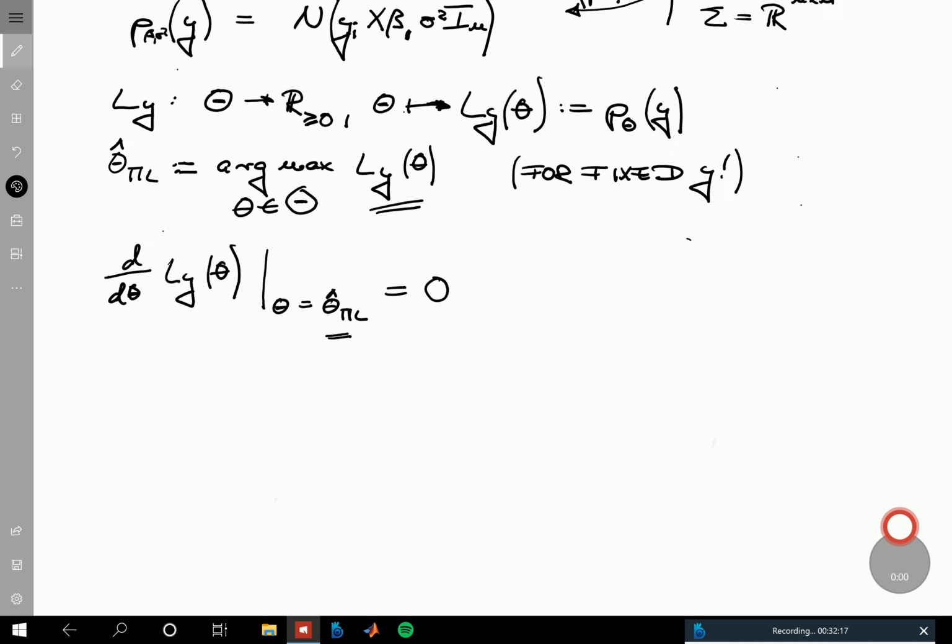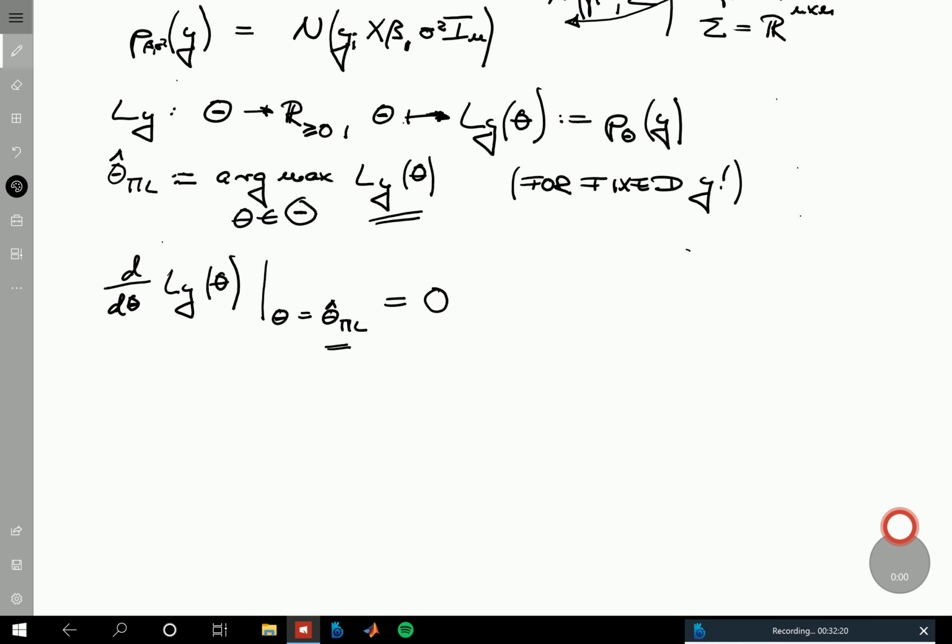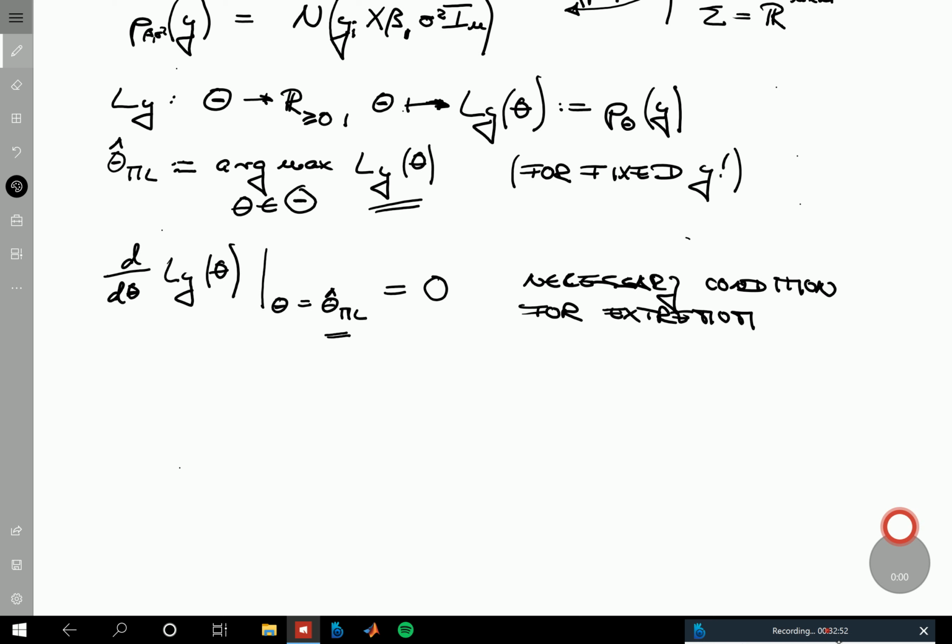And then there's one more thing that is often done, that instead of dealing with the likelihood function, one deals with the log likelihood function. So let's comment on this. So that's the necessary condition for an extremum. And then the last thing to introduce is the log likelihood function, which we can do quite quickly.